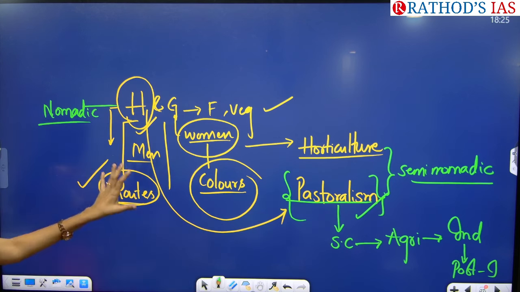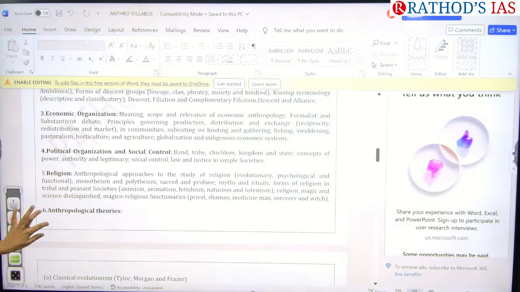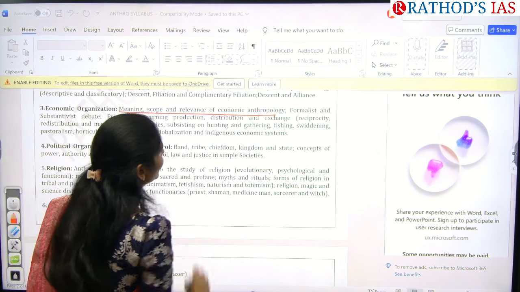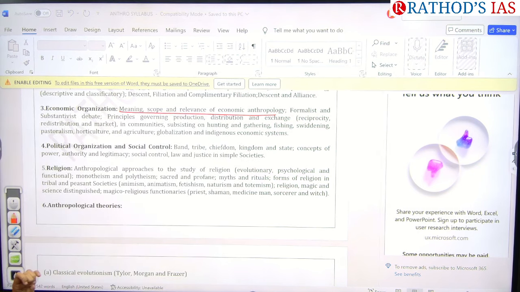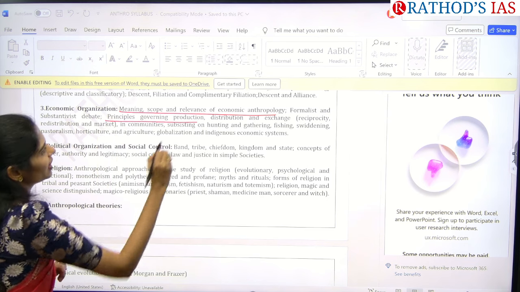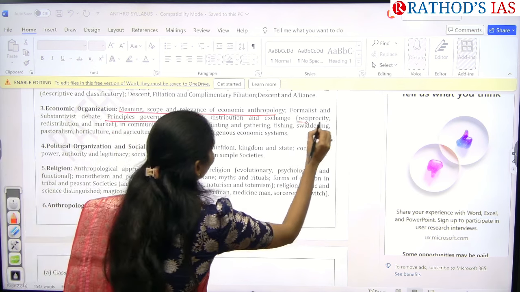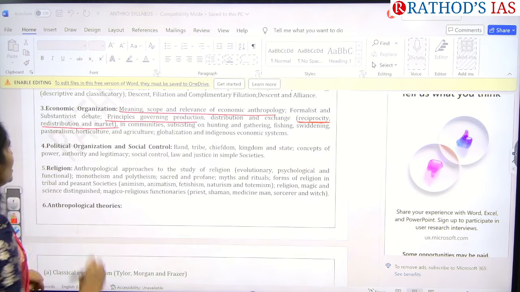Clear? So these are the things that you study. What is there in your syllabus? Meaning, scope and relevance of economic anthropology. And you have to see the principles governing production, distribution and exchange. In these principles, they gave three types: reciprocity, redistribution, and market.